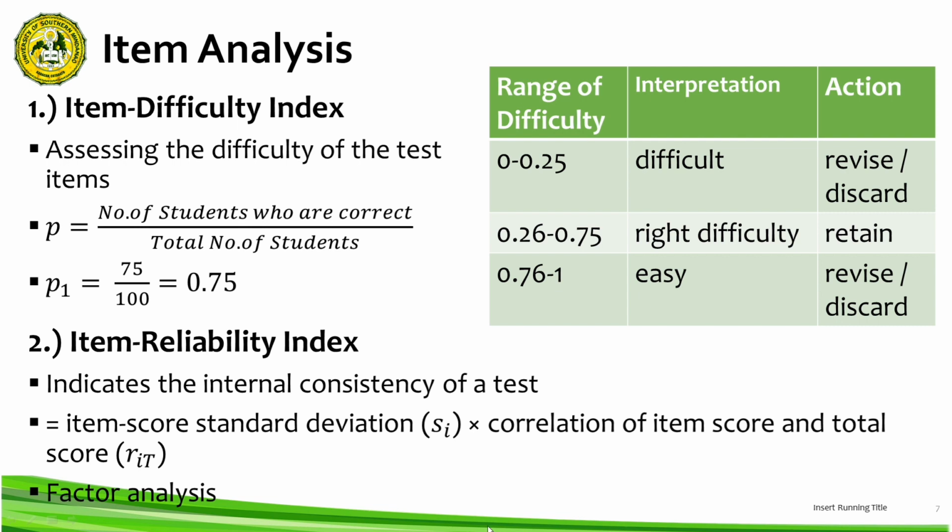So ang formula para ma-determine ang reliability ng isang item is item score standard deviation times the correlation between the item score and total test score. Under sa item reliability index, mayroon tayong tinatawag na factor analysis. Itong factor analysis naman is ginagamit para ma-determine whether items on a test appear to be measuring the same things. Items that do not appear to be measuring what they were designed to measure can either be revised or eliminated. And if too many items appear to be tapping a particular area, the weakest of such items should be eliminated.